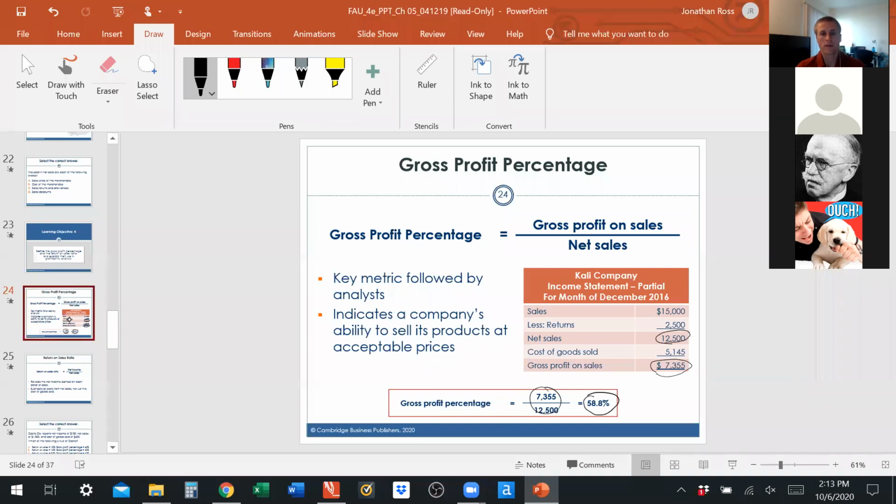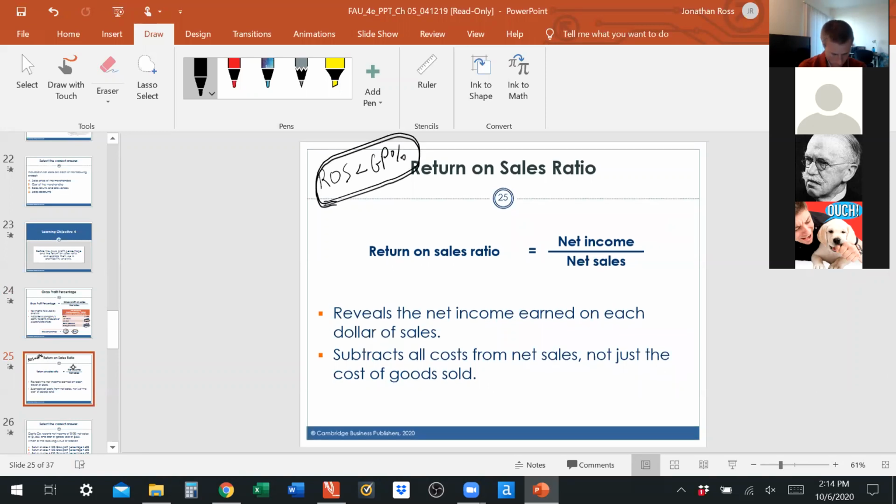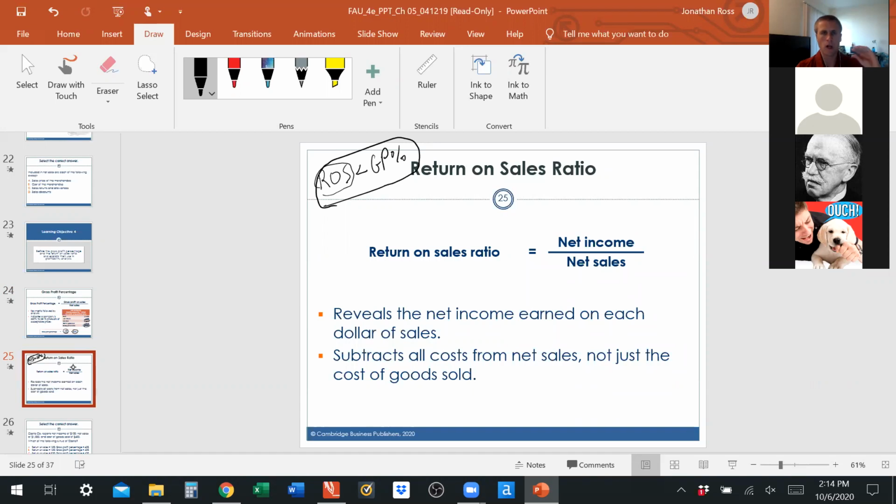Both of these are measures of a firm's ability to sell their products at good prices, their ability to make money, their profitability: gross profit percentage and the return on sales ratio. Maybe I should write: return on sales is always less than the gross profit percentage. Because both of these ratios have the same denominator, but this one has a smaller numerator. So the ratio will always be less.